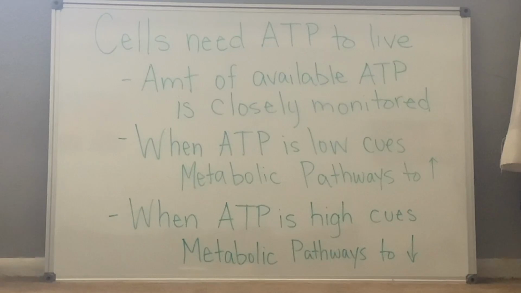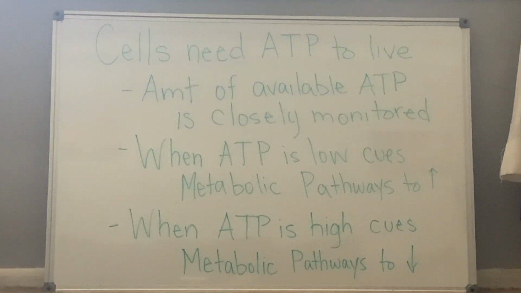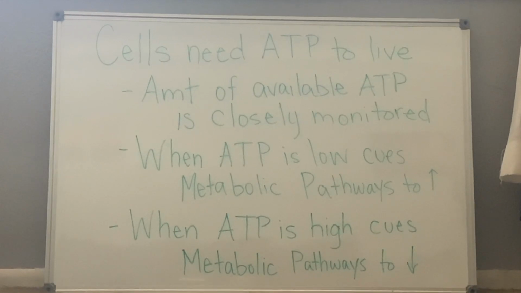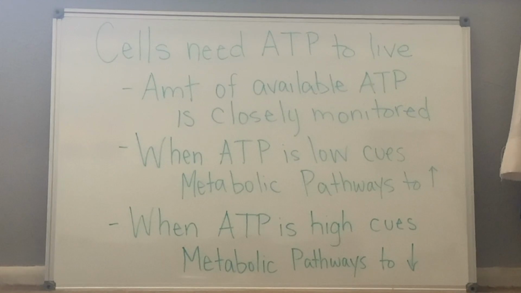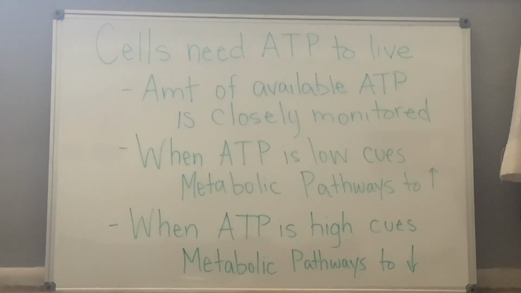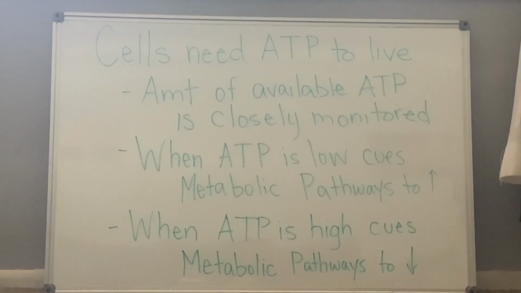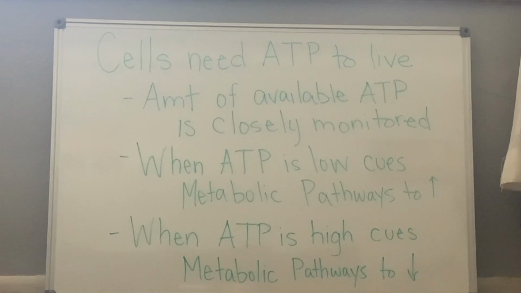Because a cell cannot survive long term without ATP, the amount of available ATP is closely monitored. Having too much ATP expends excessive energy in the creation of ATP, while having too little ATP puts the cell's longevity at risk.